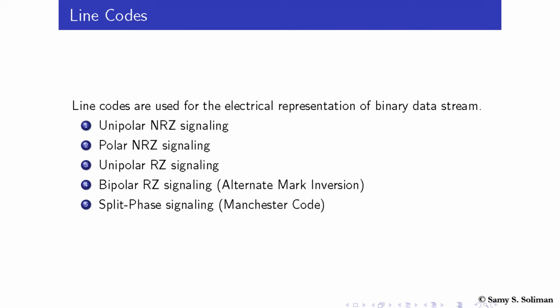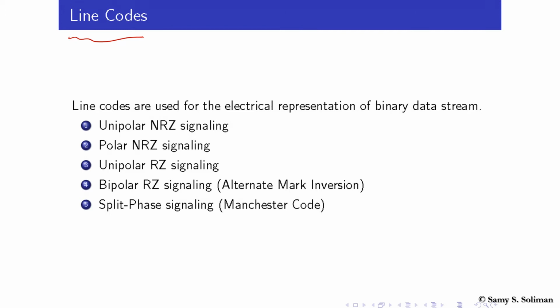In order to have some examples of signals that can be used to represent zeros and ones, let's talk for a while about what we call line codes. Line codes are used for the electrical representation of binary data stream. So they are signals that map to binary bits 0 and binary bit 1. And we have a number of these representations.